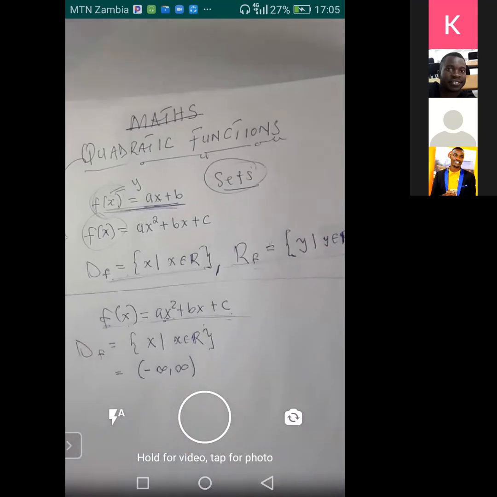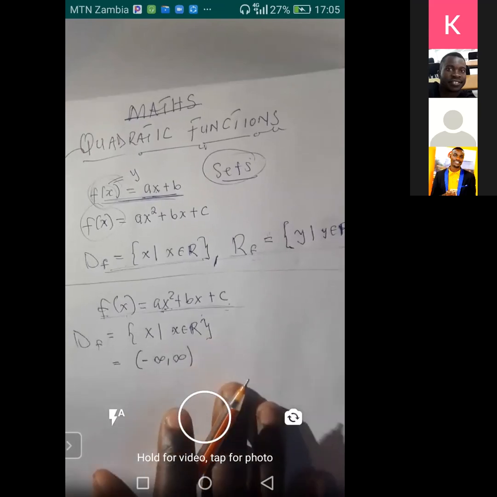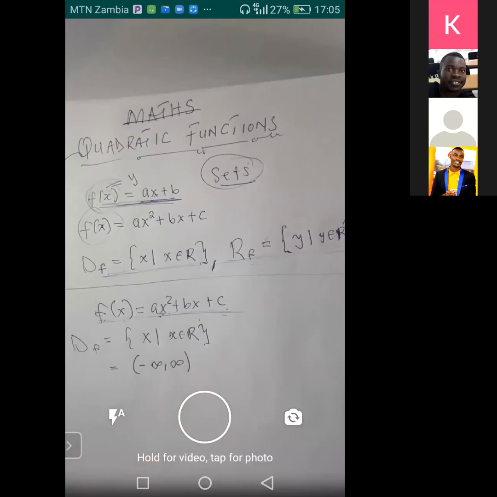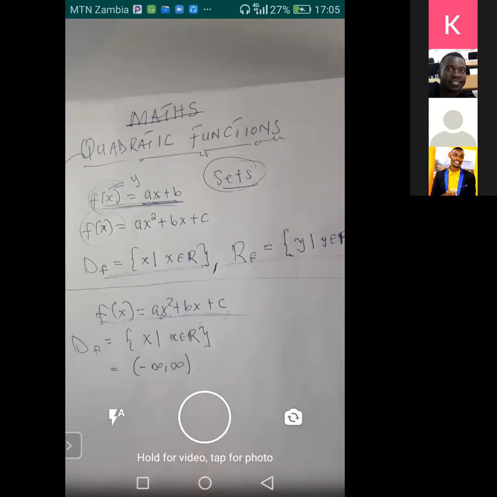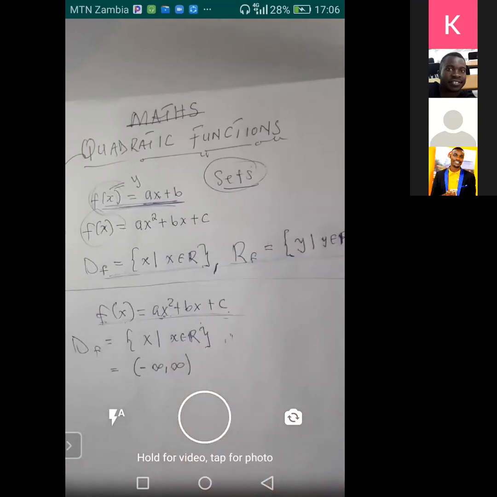So we are going to look at how to find the range. Sometimes it's not every time that the range of a quadratic function is going to be all the real numbers. So we are going to look at how to find the range of a quadratic function. Okay, so I want us to look at how to complete the square of a quadratic function. That is going to help us in finding the range of the function. And also we are going to talk about the minimum and maximum values of a quadratic function, which we talk about as the turning point.